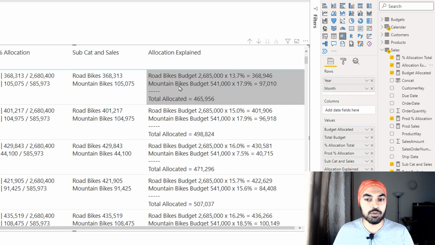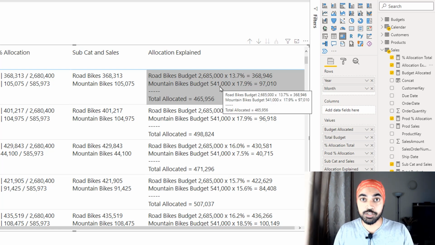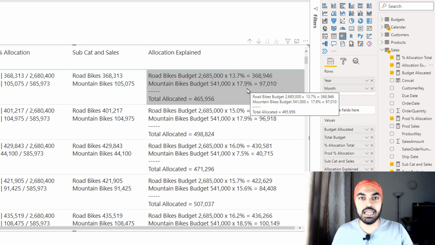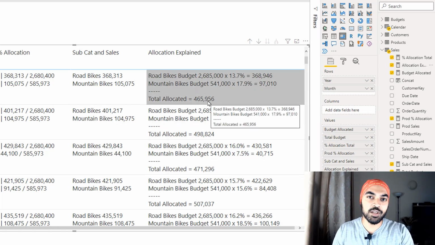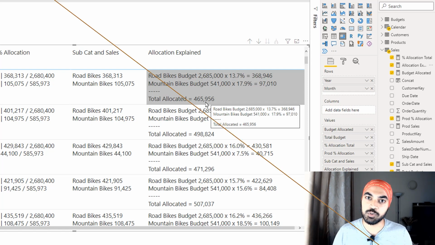The next one is mountain bikes budget, which is 541,000 of the budget that we had for the entire year for that particular product. In this particular month, we sold 17.9% in terms of sales volume, and the allocation is going to be 97,000. If you add these two numbers up, you are going to get 465,000. This calculation explains in a very clear way how you arrived at this particular number that we initially saw in the line chart visual.